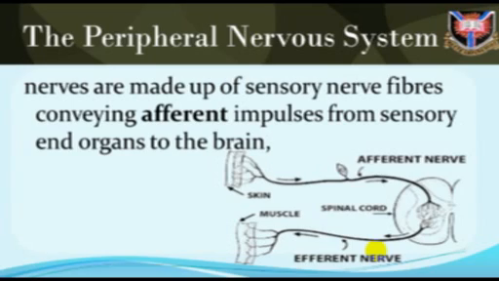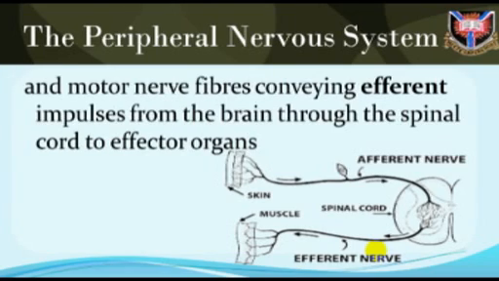Most of the nerves of the PNS are made up of sensory nerve fibers, conveying afferent impulses from sensory end organs to the brain, and motor nerve fibers conveying efferent impulses from the brain through the spinal cord to effector organs.